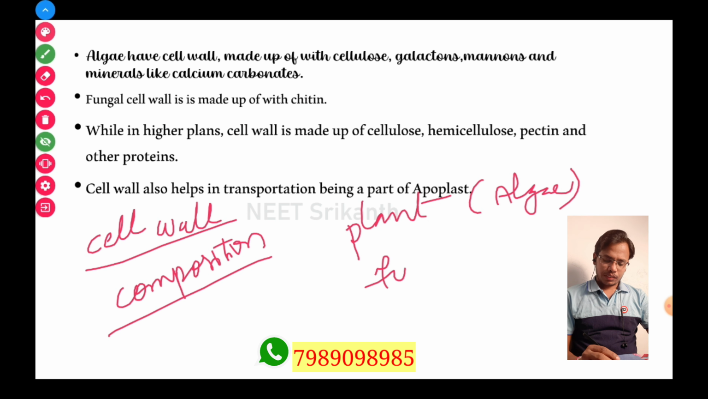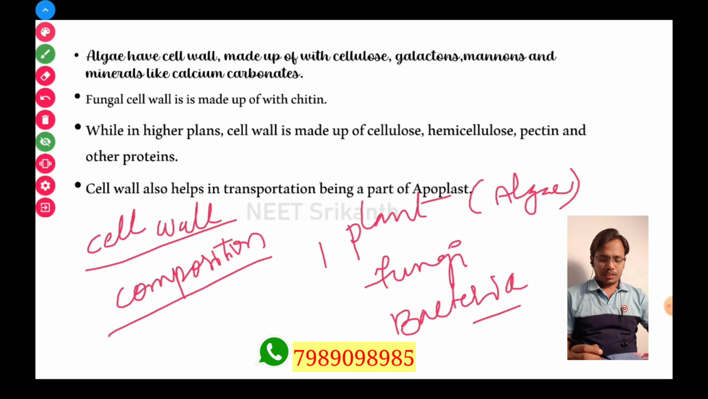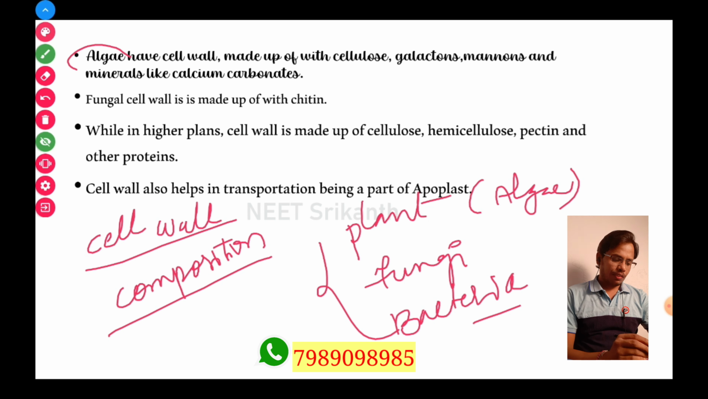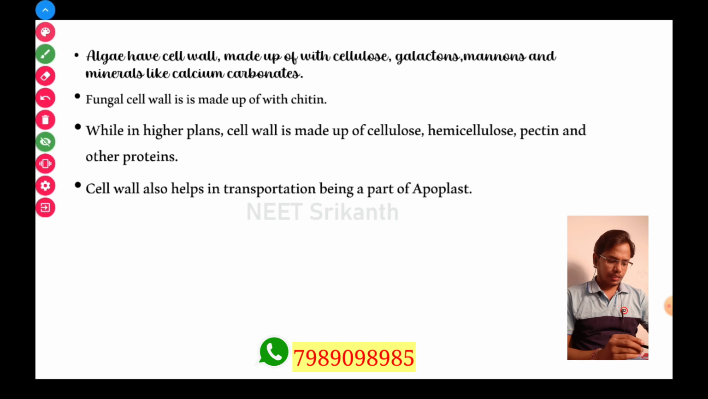Next, fungi also have a cell wall. Some of the prokaryotes, like bacteria, also have the cell wall. Then what about the cell wall composition in these organisms? Let us discuss. First of all, you observe the algae.